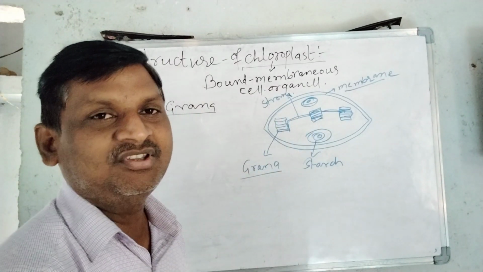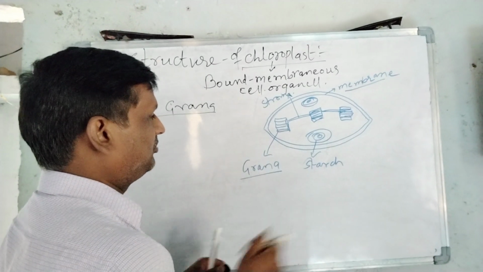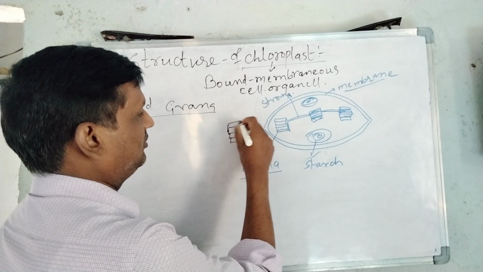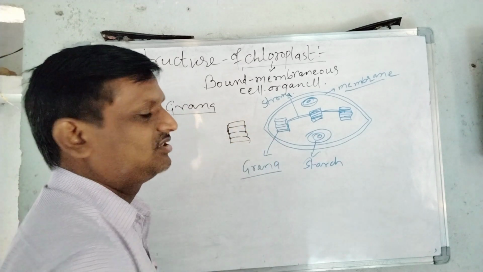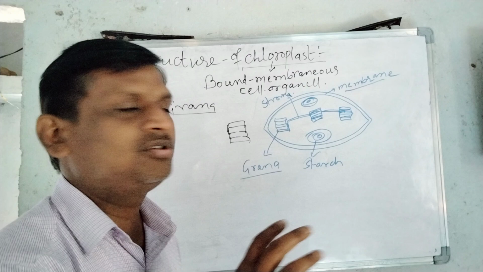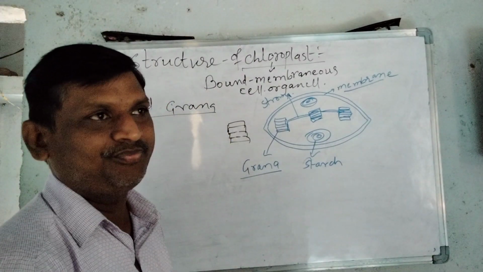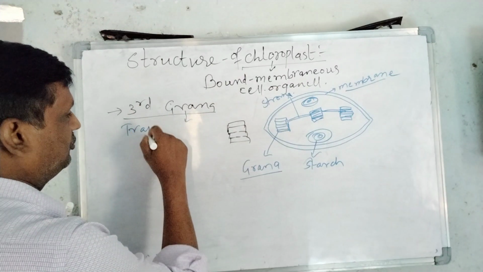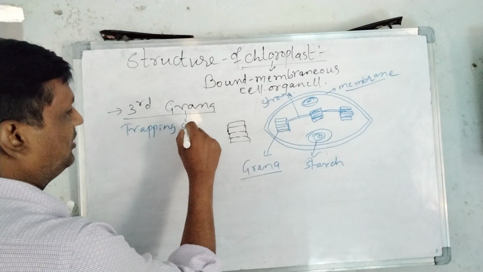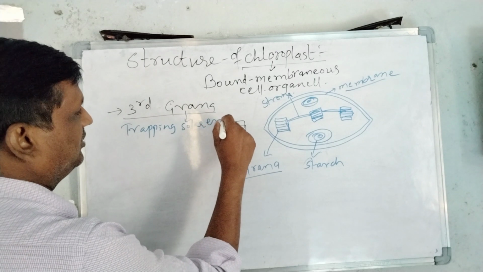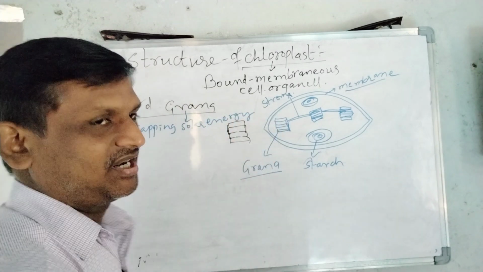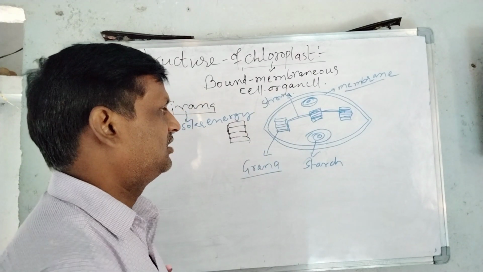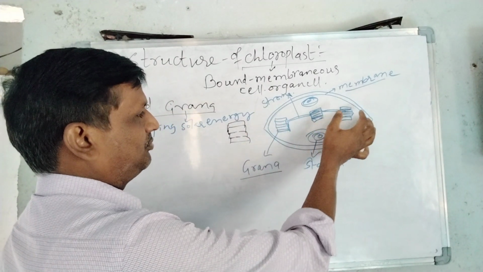Grana is made up of several thylakoids. Suppose this is one thylakoid, this is one thylakoid, this is one thylakoid. Like this, several thylakoids are grouped together and form grana. Grana is for trapping the solar energy. This type of granas are present in the chloroplast.